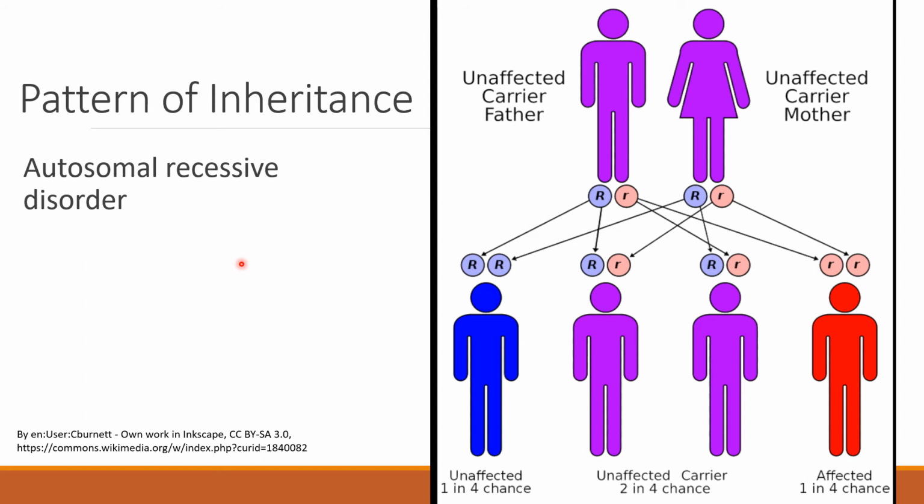And the pattern of inheritance, it is an autosomal recessive disorder. Say this is the unaffected carrier father and the unaffected carrier mother. Both of them are carriers, so heterozygosity is there in both. So here we have a 1 in 4 chance that an unaffected child will be born, while there is a 50-50 chance that we can get a carrier, or again there is a 1 in 4 chance that you totally get an affected child. This is because of the pattern of inheritance.